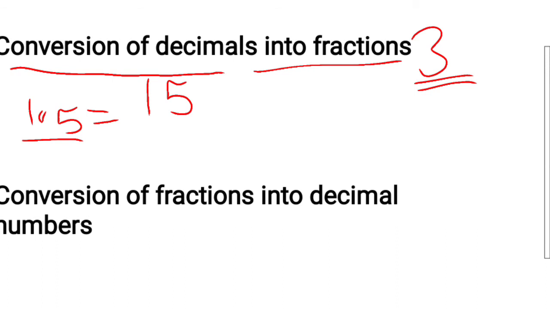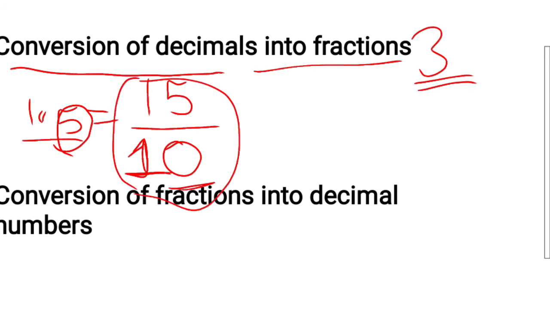The second step says to write in the denominator 1 followed by as many zeros as the number of decimal places. So how many decimal places are here? Only one. So we write 1 in the denominator followed by one zero, so we have to write only 10 here. So I have applied two steps. The first step says write the decimal number as it is. The second step says write 1 in the denominator followed by the number of zeros as the decimal places given. And the third step says write the given fraction in the lowest form.